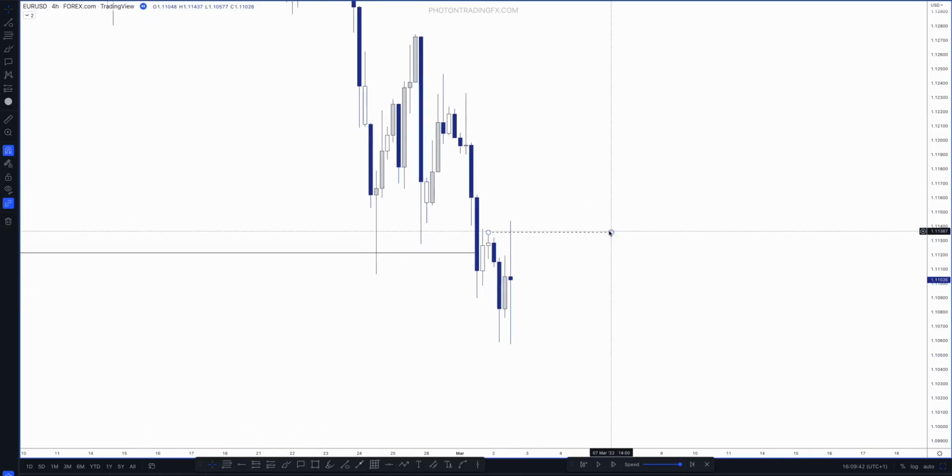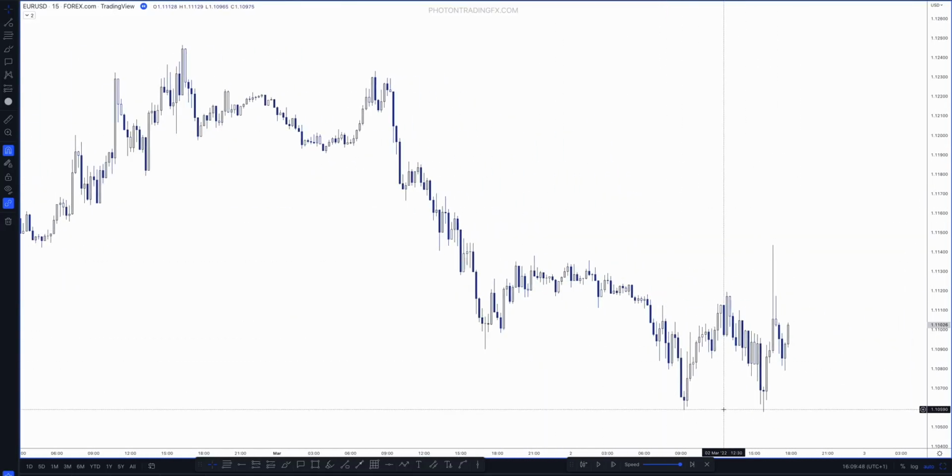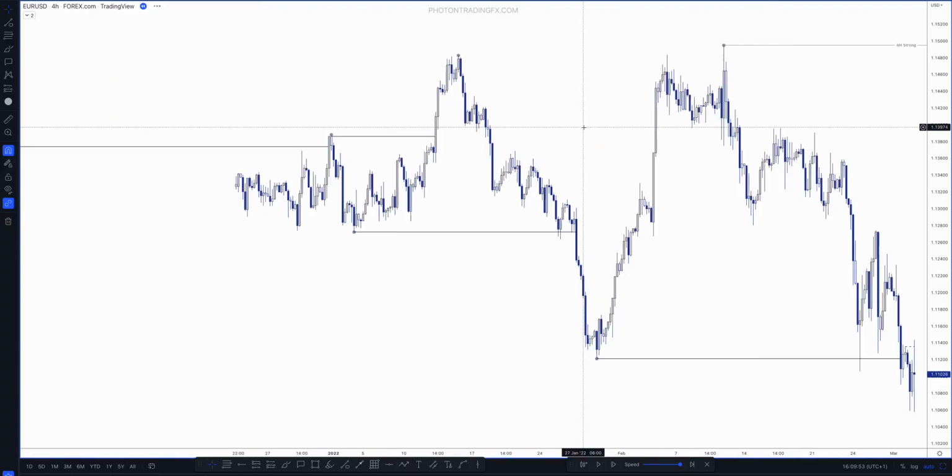In that instance, this looks like a bit of a tricky CHoCH. It looks like we took the high and the low, but let's confirm on a lower time frame. No, we took the low first and then the high. So we have had a bullish change of character there. So a bit of a messy one.